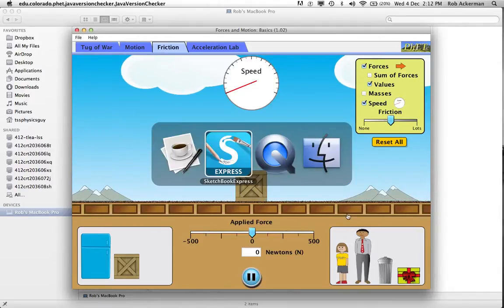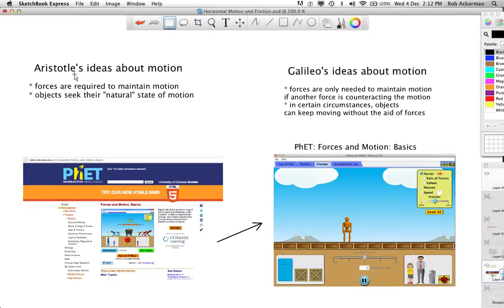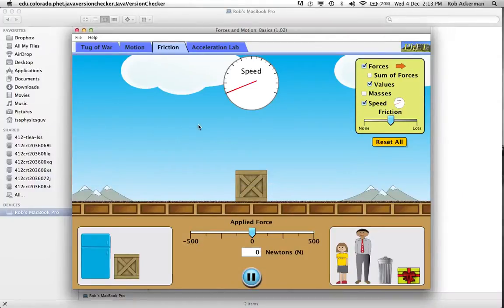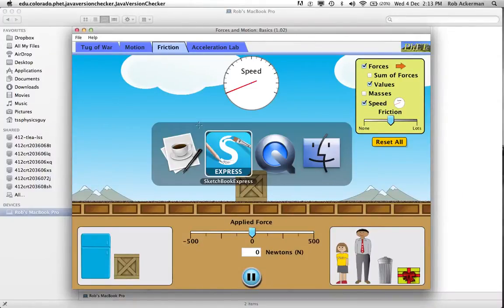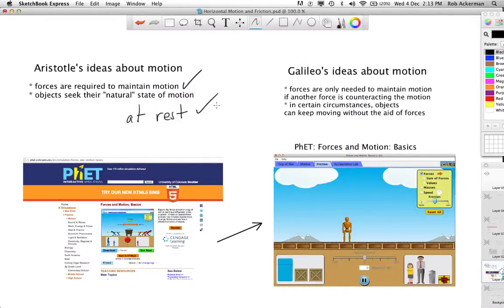So going back to this screen here, Aristotle explains this by saying a force is required to maintain motion. Is he correct? Yes, he is certainly correct that a force is required to maintain motion. He thinks objects have a natural state of motion that they prefer to be in, in this case at rest. And is he correct? Well, assuming objects really do have this natural state they want to be in, then it looks like he is correct. So let's give him a check mark. Good job, Aristotle.